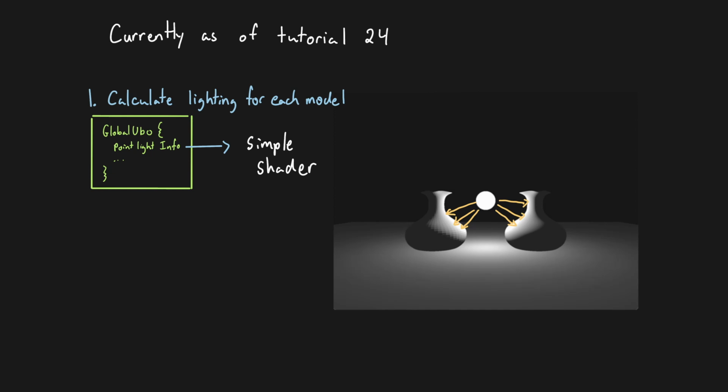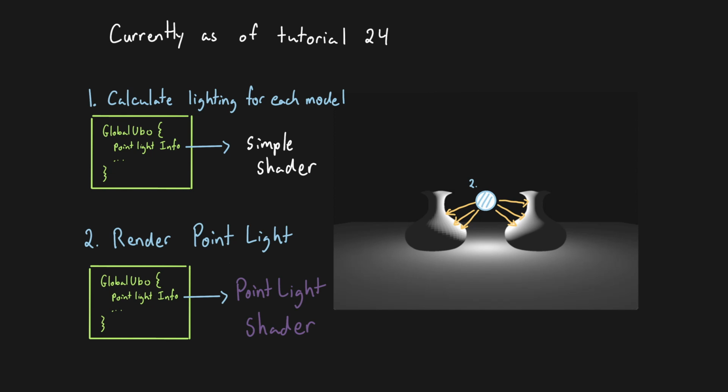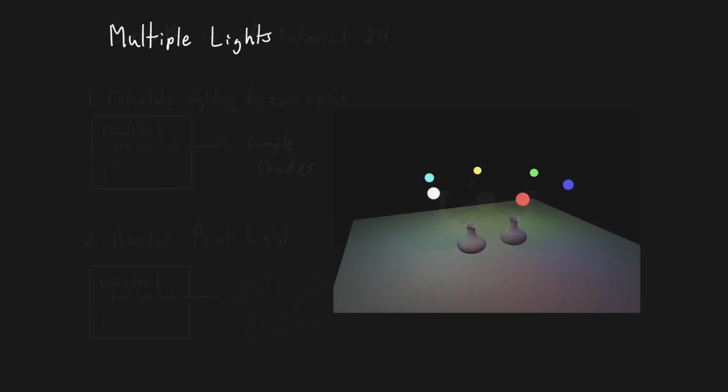With the single point light we currently have, we are doing two things. We pass the point light information within the GlobalUbo to the simple render system. We use this light information to calculate the illumination for each model object. And to render the point light, we also rely on the information within the GlobalUbo to determine the billboard object's position and color. In the case of multiple point lights, things will change only slightly.